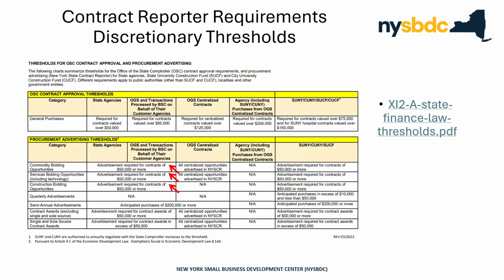This is the threshold information as to when companies will need to post their contract on the Contract Reporter. And I realize it's busy, but the important thing to note is this link. That will get you to the site. The bottom line of the whole spreadsheet here is that if the contract is $50,000 or more, it will need to be published in the Contract Reporter.